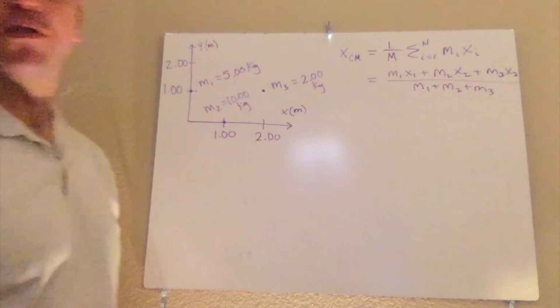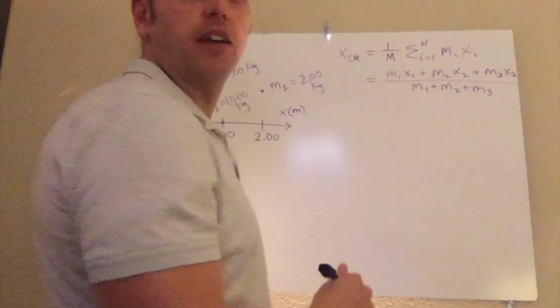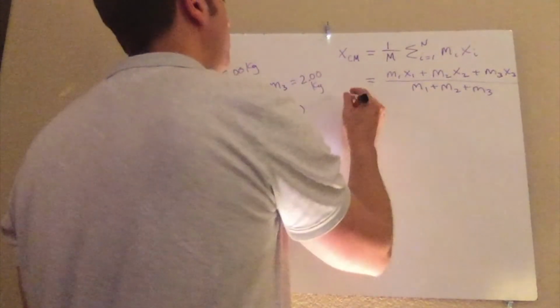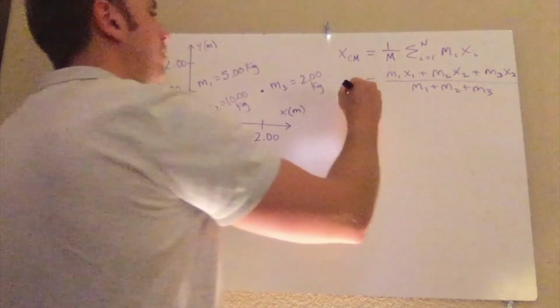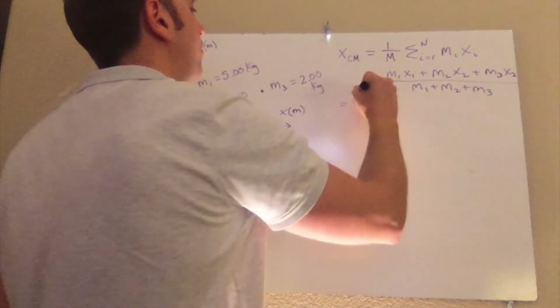Now that we've written it this way, it's basically just a big plug and chug, because I know the mass and the x coordinate of every single object in our system. So let's start with m1. Well, that's 5 kilograms.